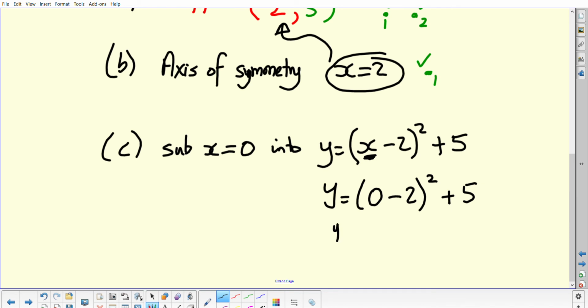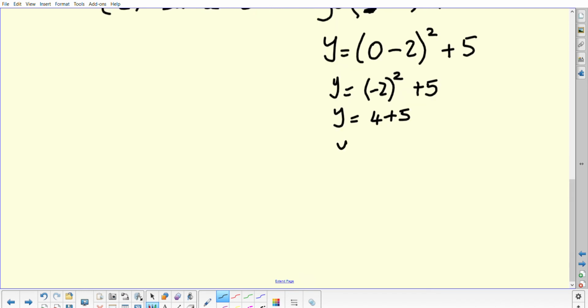0 minus 2 is going to be negative 2, and that is getting squared. Remember that anytime you square a negative number, you're going to get a positive value. So y equals 4 plus 5. Negative 2 squared, remember, is negative 2 times negative 2, which is positive 4, plus the 5 would give you 9. So your y-intercept is therefore the point (0, 9).